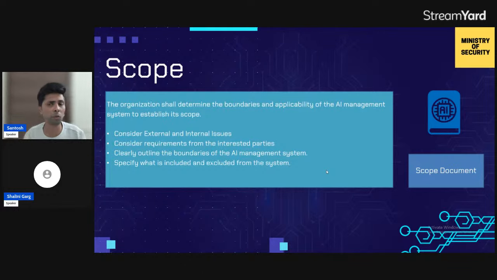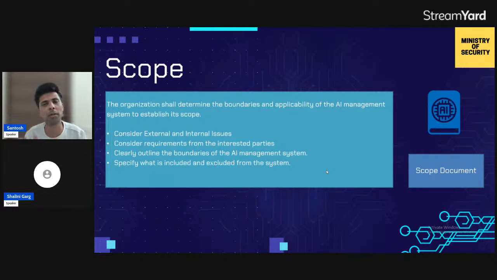And while you're defining the scope, don't forget to consider the external issues, internal issues, and the requirements from the stakeholders. All the previous slides, whatever we discussed, we need to remember those aspects and clearly draw the boundary. And we need to mention what is included and what is excluded in this particular scope.